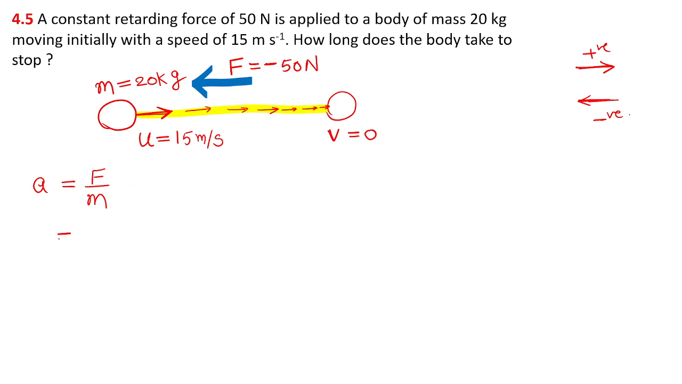A equal to F by m. What is force? Minus 50. Clear? The sign is to be considered. And mass is 20 kilogram. Okay, Trisha, Diya, understood? So acceleration is minus 50 by 20, that is minus 5 by 2. The sign is required. Meter per second square is the unit of acceleration. So I got the acceleration of the body. Let me write here, acceleration minus 5 by 2. Is that okay? All of you clear?